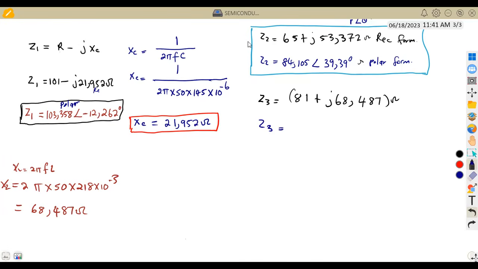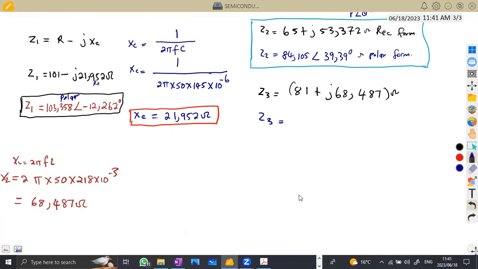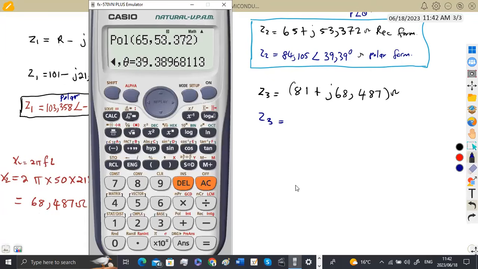So to polar form, back on our calculator, we're going to do the same thing as previously. That's shift, convert to polar form. That is Pol: 81 comma, use this comma here, 68.487. All right, like this.